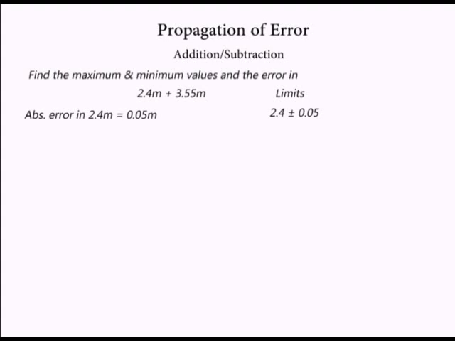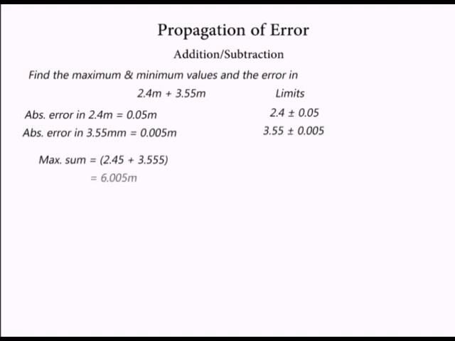Again, the absolute error in 3.55 will be 0.005. The limits will be 3.55 plus or minus 0.005. The maximum possible sum, we add the upper limits. And so 2.45 is the upper limit for 2.4, plus 3.555, the upper limit for 3.55, and that will give us 6.005.